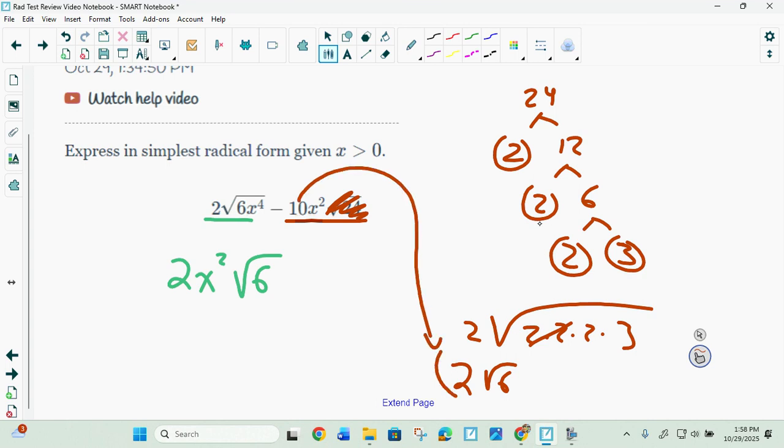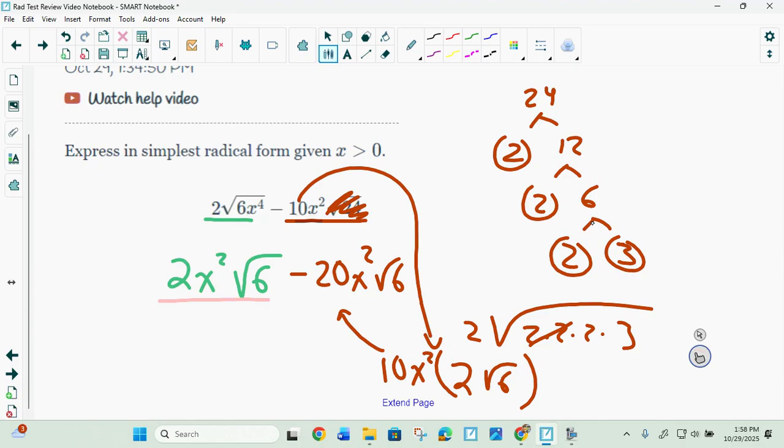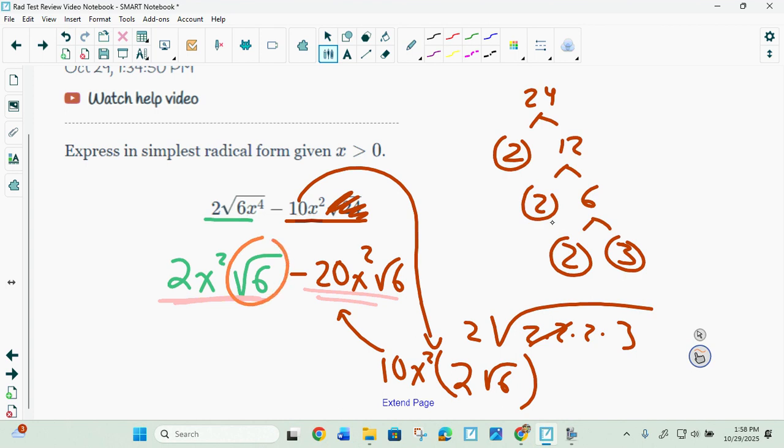So I've got this part times 10x squared. So what does that give me? I'm going to put my answer up here. So minus, I've got 10 times 2 is 20, and then the x squared comes along for the ride. Oh, I've got square root of 6. So now do we see that we can add this, or I'm sorry, we're going to subtract. We're going to take this minus this because, and only because, these 2 are the same.